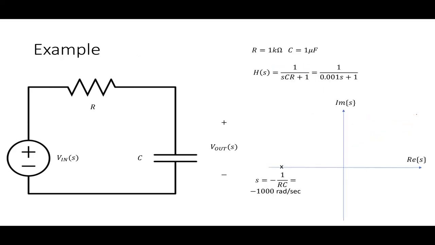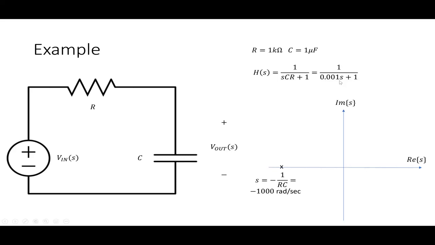All right, so let's take an example. Let's say R was equal to 1 kilo ohm and C was equal to 1 microfarad. Again, those are values that are pretty natural if we're talking in terms of an electronic circuit, for instance. All right, so if I plug in those values, I see that my RC value is 0.001, okay? So I have 1 over 0.001 S plus 1, okay?